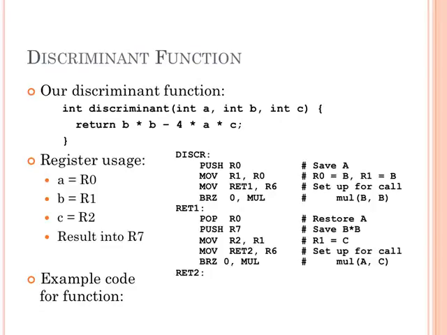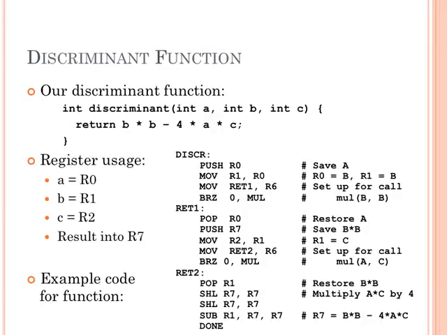So you can see that I restore A. I have to make sure my pushes and pops match up. They're okay so far. So push R0, pop R0, so I restore A back. I push R7 because I want to save my B squared value. So then I move R2 into R1. Remember, R2 is C. I move that into the second argument for multiply. I say, come back to ret2 when you're done with multiply. And then I invoke multiply, and I'm multiplying A and C together.